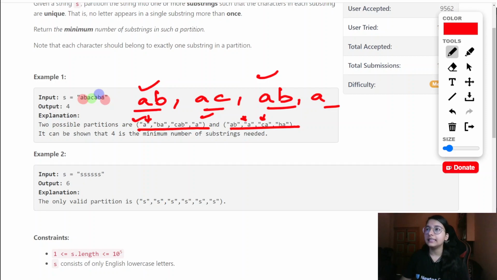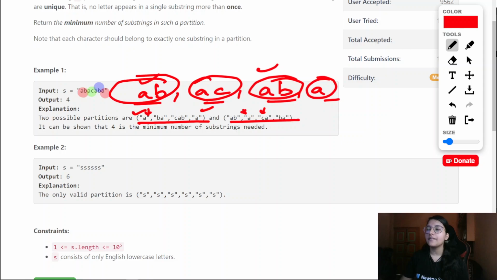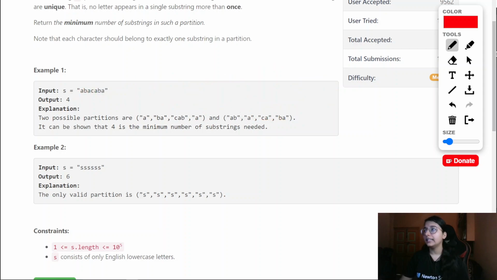You can clearly see that in this AB, then AC, AB and A, everyone has a unique character in each substring, right? So in that manner only we are required to proceed. So let us check the other example. In this you can see that whatever length we take, everyone would have duplicates, right?